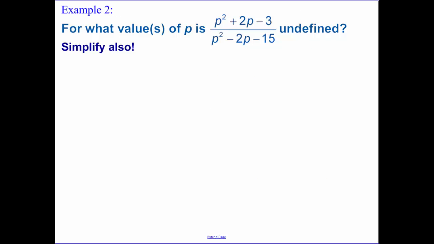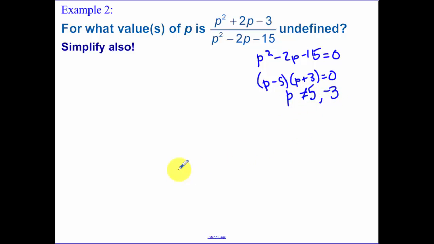Okay, so now looking to see for what values of p is this function undefined. So you want to look at when the bottom of your original equals 0. So let's factor that to p minus 5 and p plus 3. So p cannot equal 5 and -3.